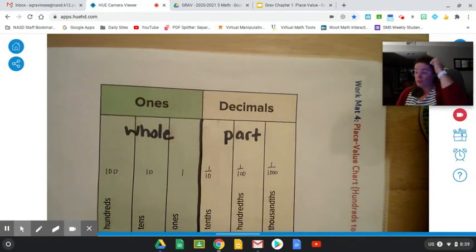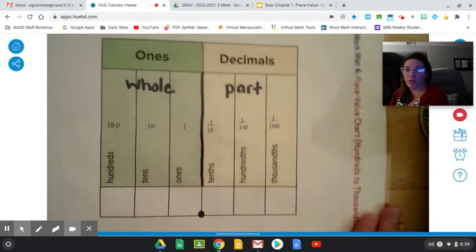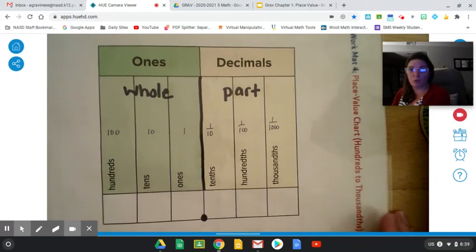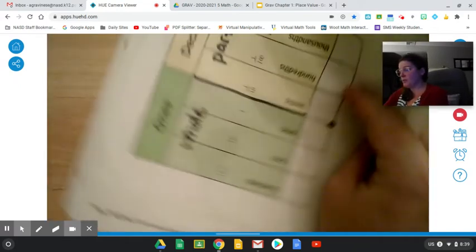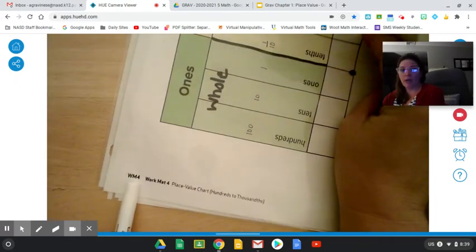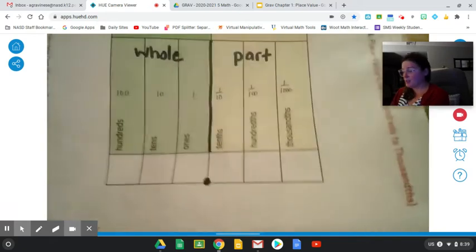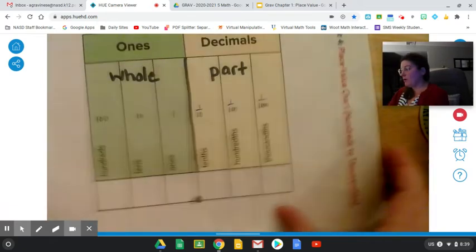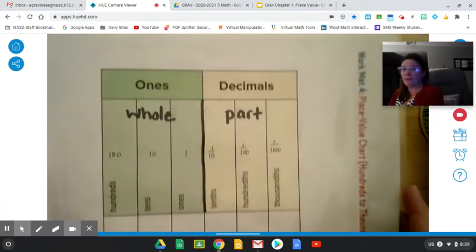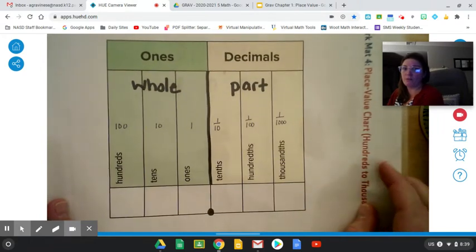If you haven't been using this to help you with your work, I really encourage you to take it out of your book. It's in the back of your My Math book, and it's page WM4 or Work Mat 4. I've put mine in a plastic slipcover so that I can rewrite on it over and over again, which might be a good idea for you as well.